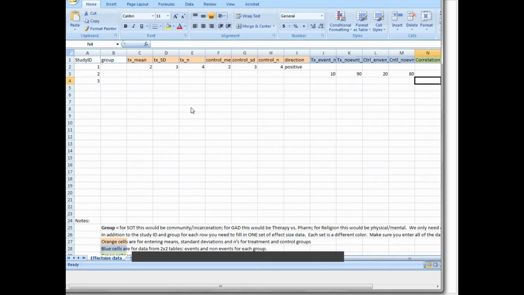This just helps us create the effect size data that we're going to need to create the effect sizes. So just because you have one set doesn't mean that all of your studies have to have that same data. By putting in the various effect sizes that you're coming across, you can fill them in as you go. You need to have all of the data in at least one of those sets in order to create an effect size for that study. Does that make sense? All right.